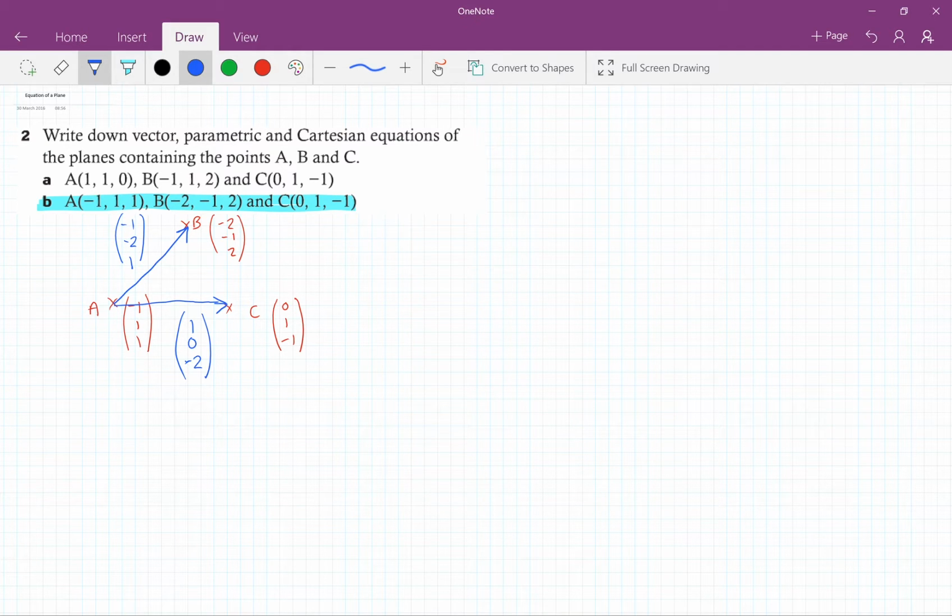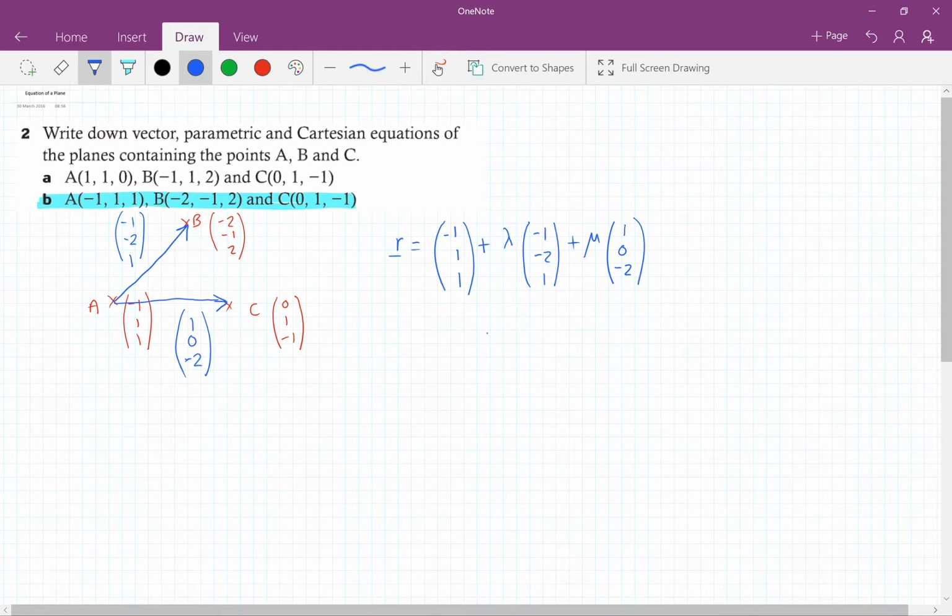So now I can write the vector equation of the plane, because anywhere on the plane starts at A, plus so many of the vector from A to B, plus so many of the vector from A to C.